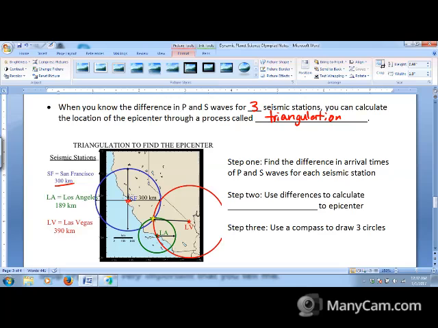Okay, well, the thing is, this is the seismic station. It's 300 kilometers in which direction? 300 kilometers here, 300 kilometers here. 300 represents the radius of a circle that you're going to draw using a compass. So you're going to do that for each station.